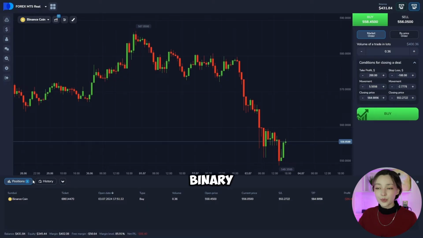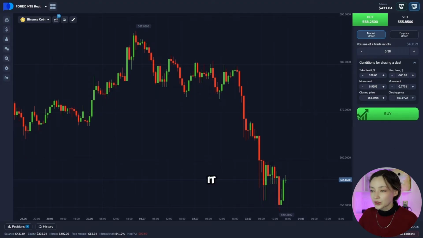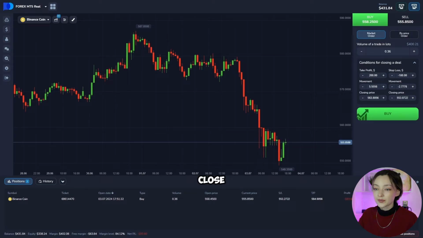Unlike in the case of binary options, we don't consider short-term motions at Forex. Our task is to predict the direction the price will go into in the long-term perspective. Obviously, we can close our positions at any moment. In order to do it, you can click positions right here. Let me show it to you guys. And then you're gonna wanna click close and confirm. Just like that.